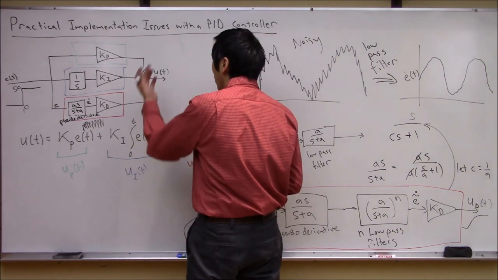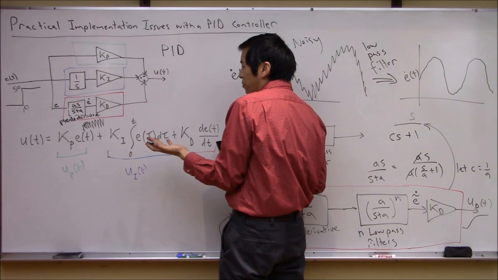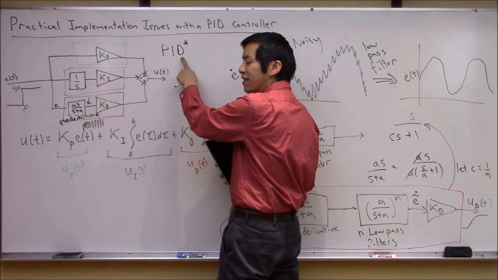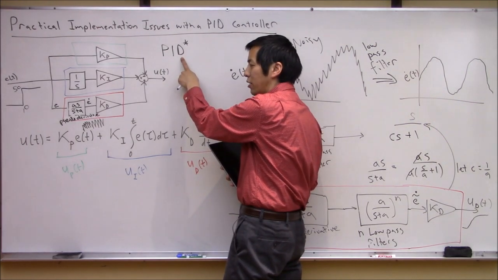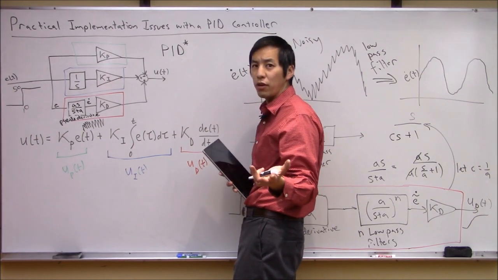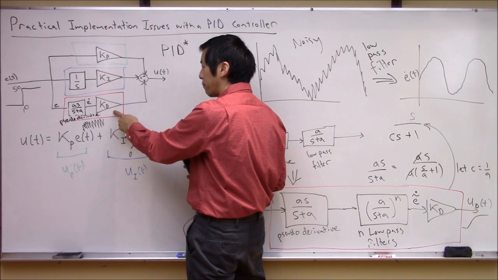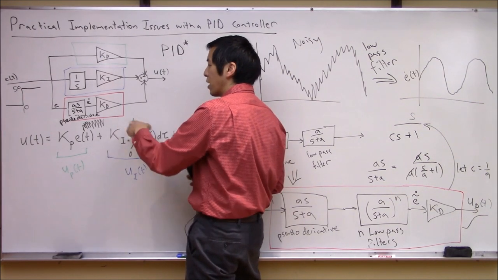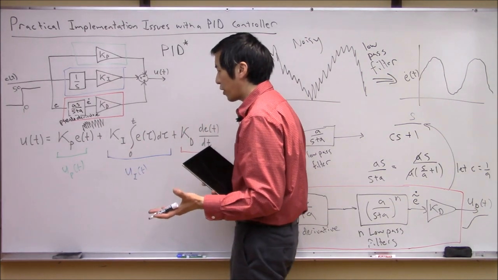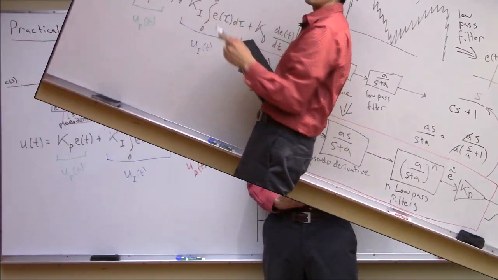So now we really don't have a PID controller anymore. Maybe we need to call this a PID star or something, because the D is not really a pure derivative any longer, but that's fine. We're going to take that into account in our future control design. This is a much more robust way to implement derivative control in your system than using a pure derivative. Okay, I think we've beaten that topic to death. So why don't we move on now to the integral term?